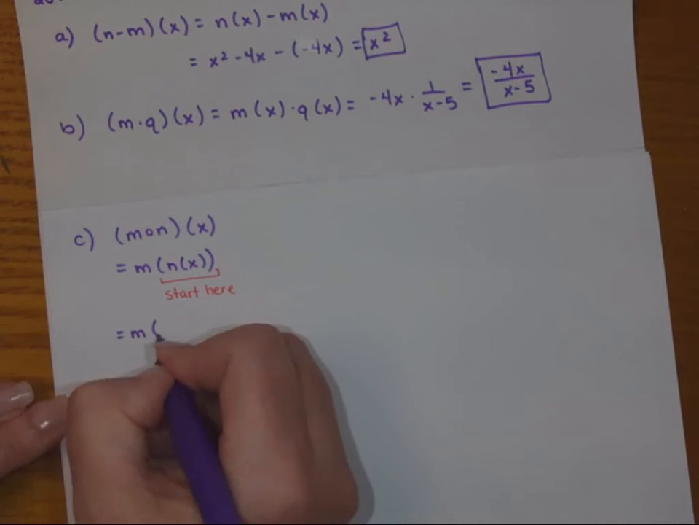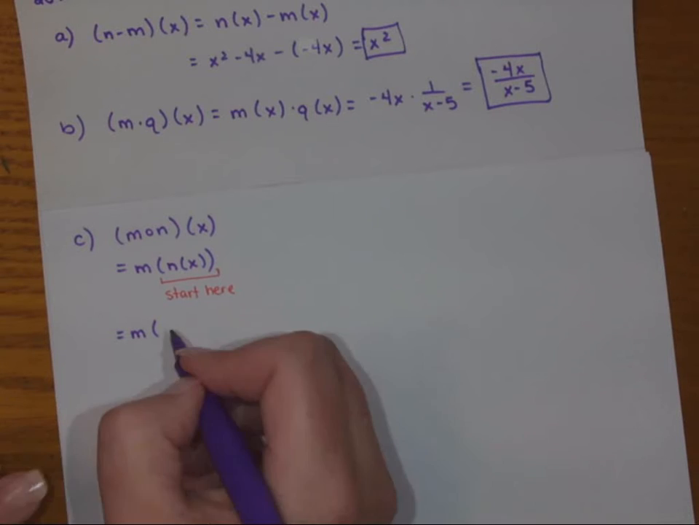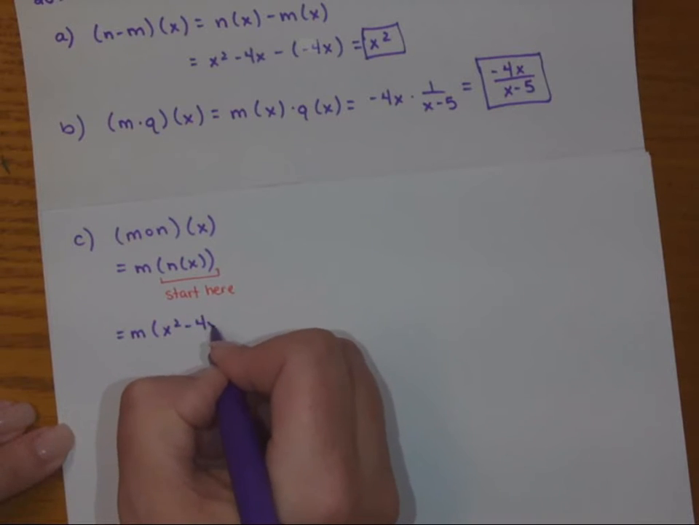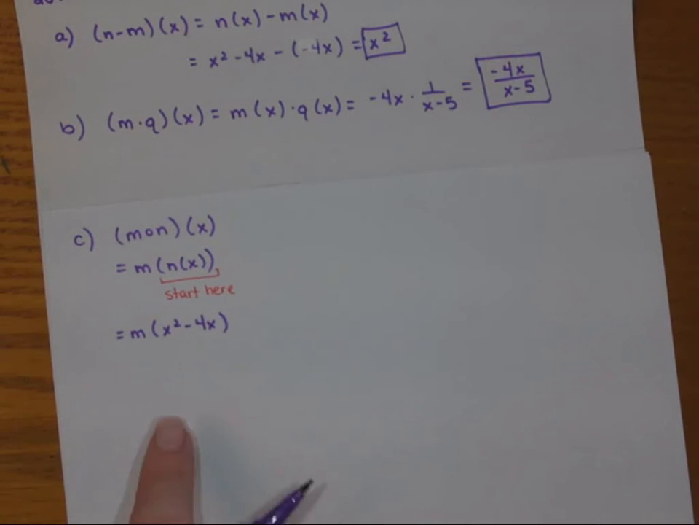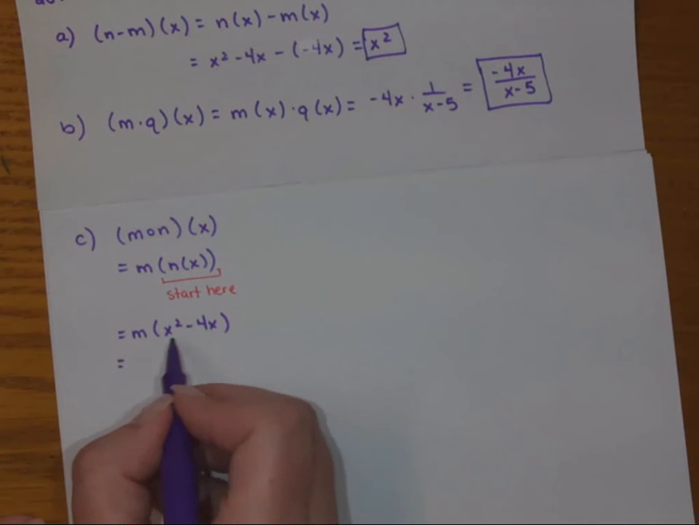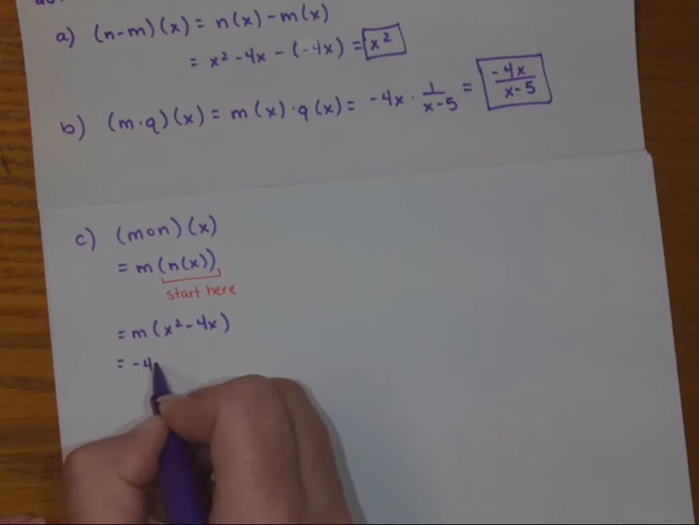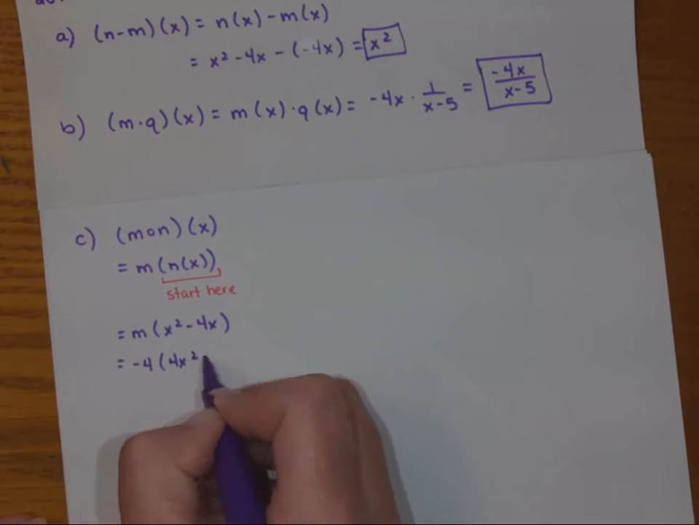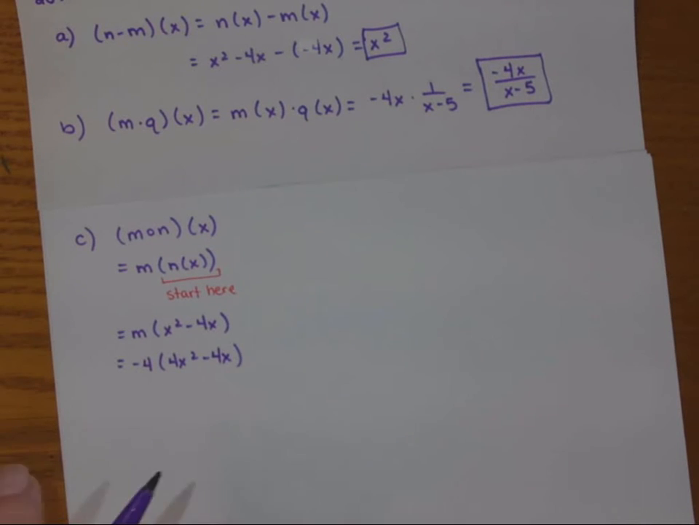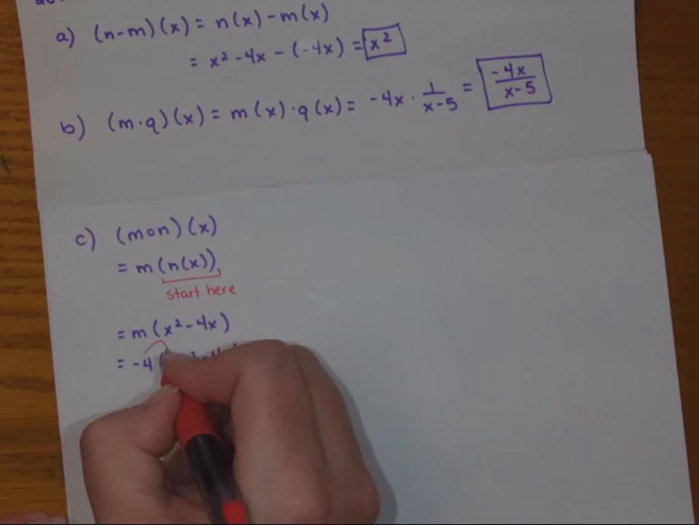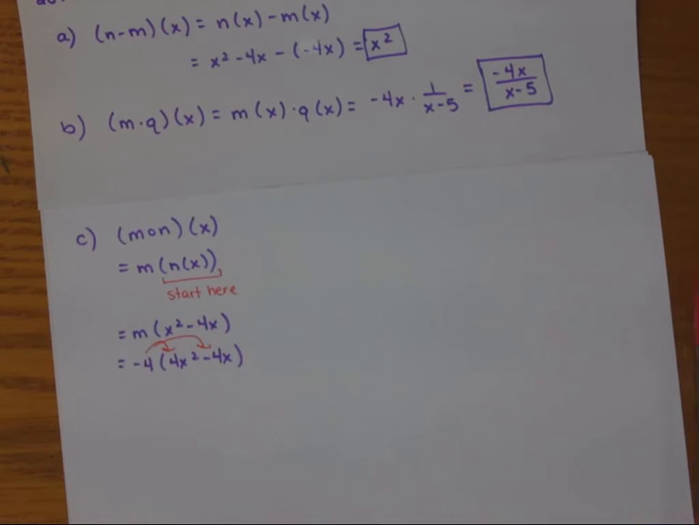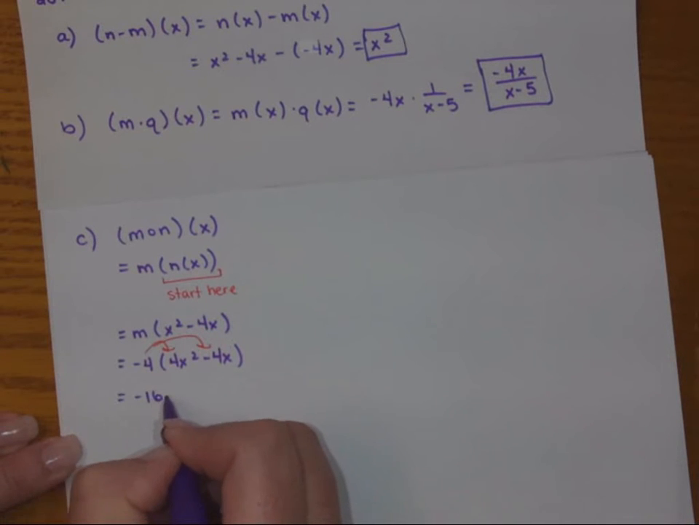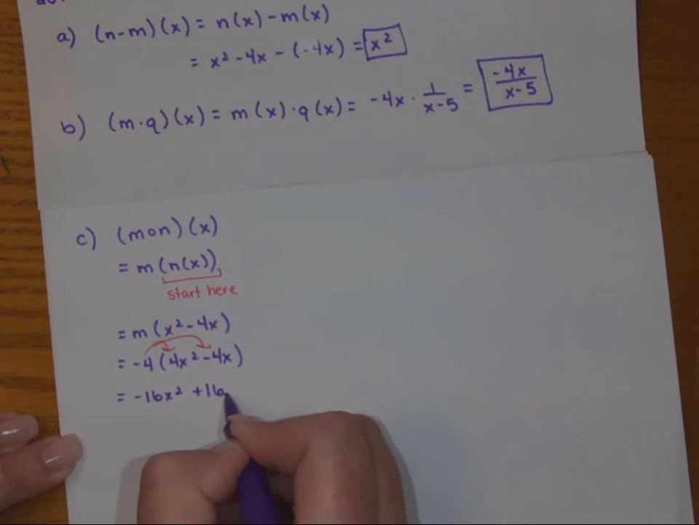So we're going to have m of whatever n was, which was x squared minus 4x. Okay, but then that's saying go to your m equation and stick that in, right? So in place of x, I'm going to have negative 4 times this parentheses instead. So we just end up distributing that negative 4, so we get negative 16x squared plus 16x.